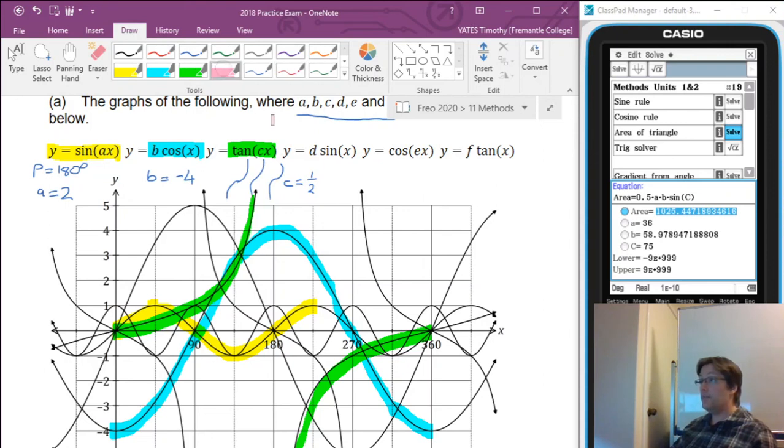Next up, D sine X. Basically, we just want to find a normal sine wave. Here it is. And this sine wave has been multiplied by 5. So D equals 5.